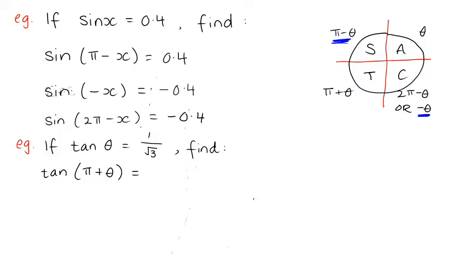Okay, so if tan theta equals 1 over root 3, find what tan of pi plus theta equals. Yep, it's in the third quadrant, in which tan stays positive, so it's just the same answer. Tan of negative theta? Yep, cool. So everyone's getting the hang of it. One that's maybe a little bit harder.